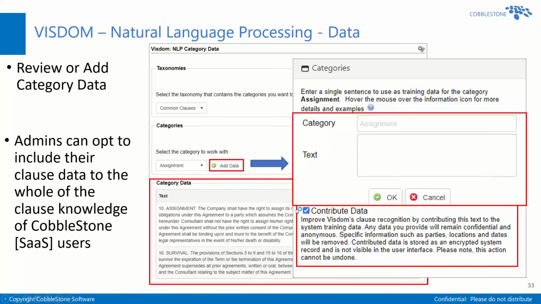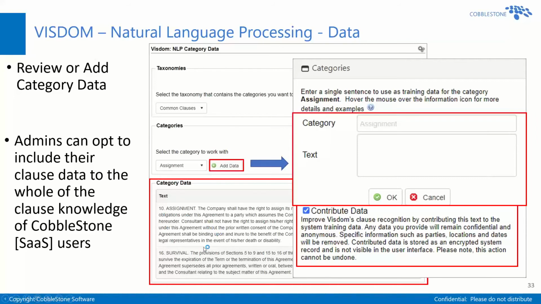For each piece of training data, a user can choose to improve Visdom's clause recognition by contributing this system data to the CobbleStone server. You don't have to do that. It is completely optional. It's always helpful, though. It is important to note that any data provided remains confidential and anonymous, as well as identifying information is removed. So there's no harm in that, but if an organization's policies do not allow them to submit that to a general use database, that can be unmarked. So then we start getting our category data.